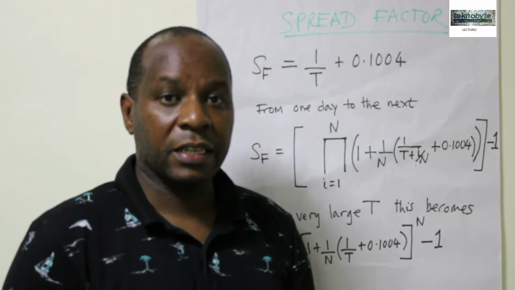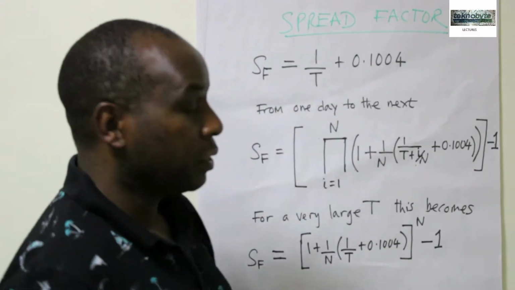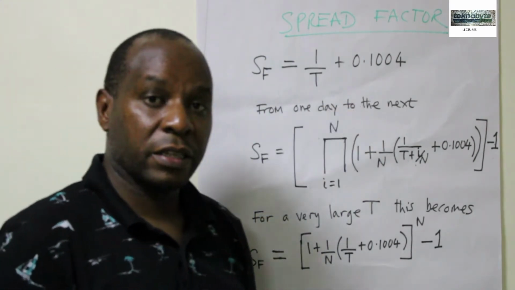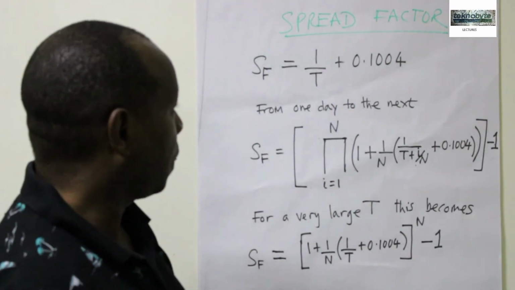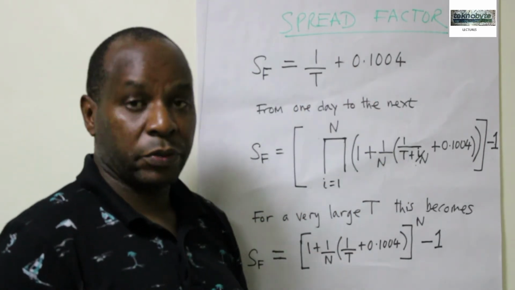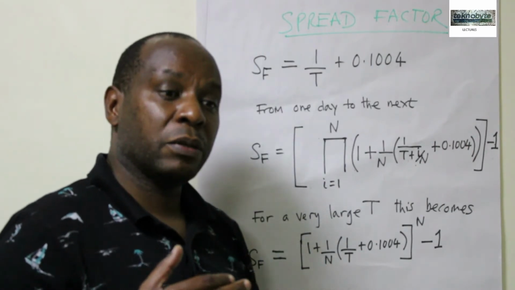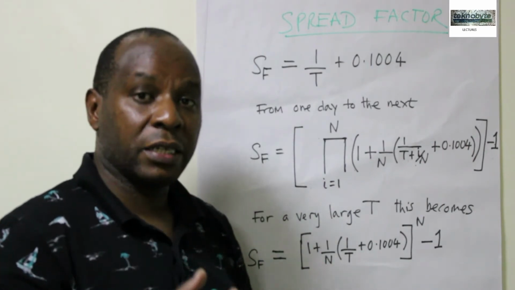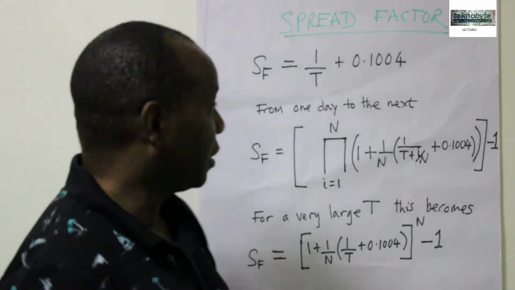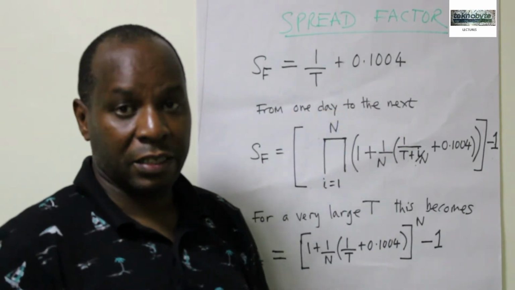We have seen that the spread factor is given by 1 over t plus 0.1004, t being the number of days since the spread started. However, this function assumes that time is measured continuously. But in reality, we work out the number of cases from one day to the next. Therefore, those who are familiar with mathematics know that this function cannot be applied directly as it is.